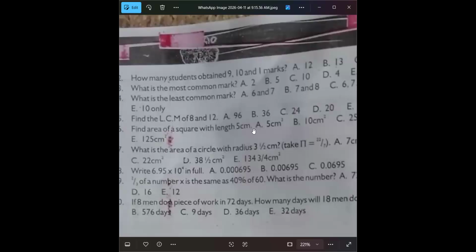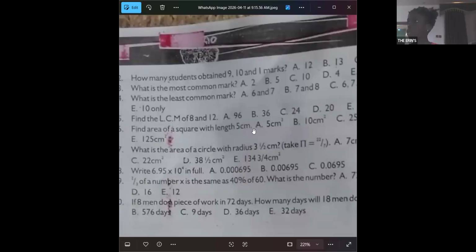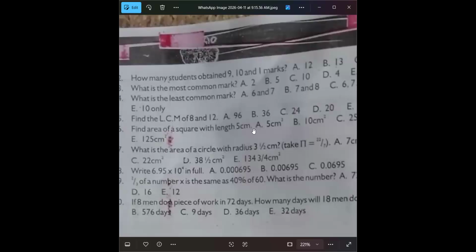Treasure, if I catch you there, you better disappear. Treasure is not disappearing from there. Just leave her alone. Let's continue.